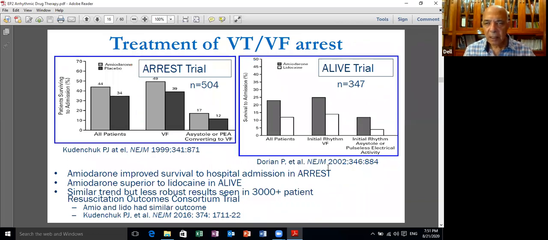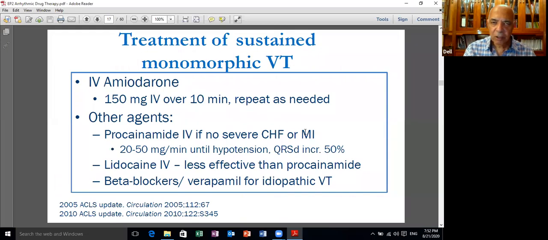Now, this recommendation is based on these two studies: the ARREST trial, which tested amiodarone against a placebo, and definitely amiodarone improved the survival in patients admitted to the hospital after having an out-of-hospital VT or VF arrest. And the other trial was the ALIVE trial, which tested amiodarone against lidocaine, and the winner was amiodarone. And based on these two studies, the recommendation which is applicable so far is using amiodarone in the dose I indicated. Remember, the dose was 300 milligrams intravenously or intraosseously.